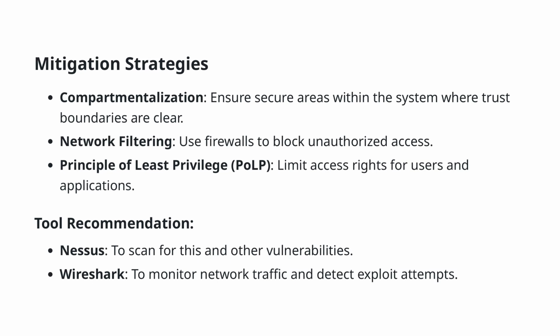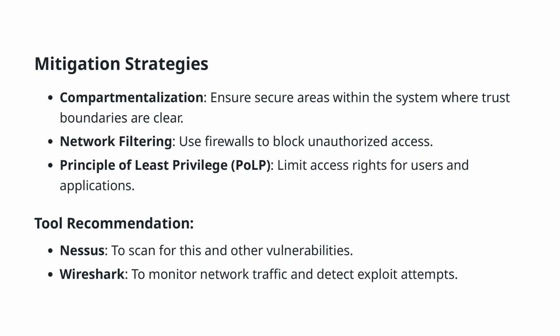Next, network filtering is indispensable. Firewalls should be used to block unauthorized access to your network. They act as a barrier between trusted internal networks and untrusted external networks, adding an essential layer of security. The principle of least privilege, POLP, is another key strategy. It means limiting access rights for users and applications to only what is strictly necessary for them to perform their roles. This minimizes the potential damage if an account gets compromised.